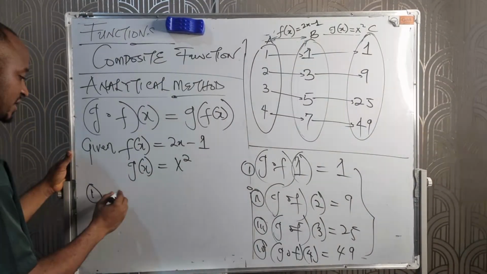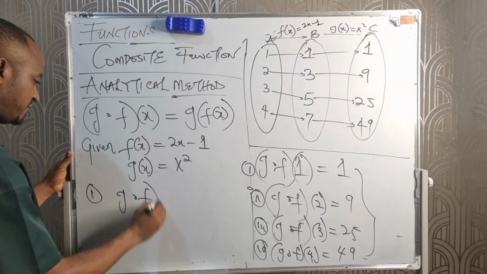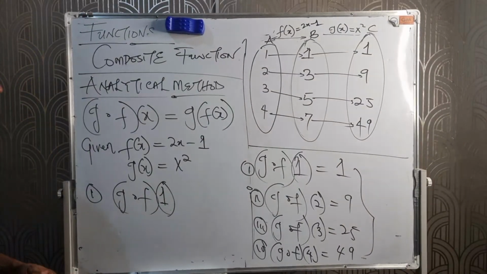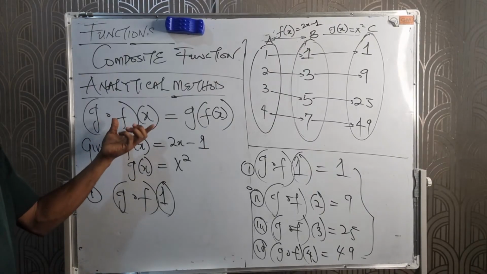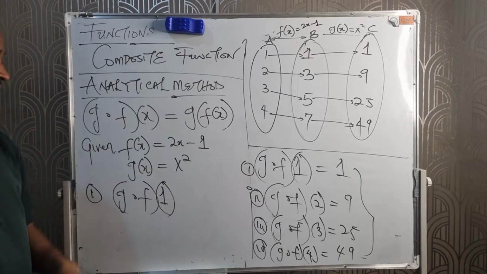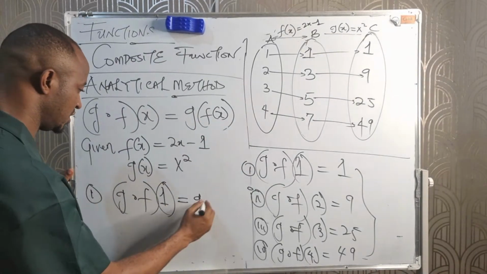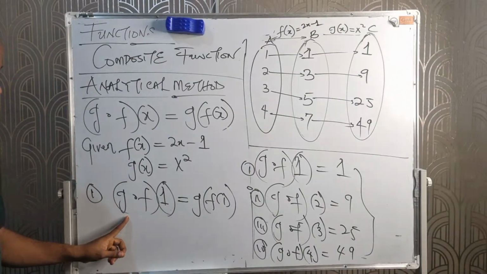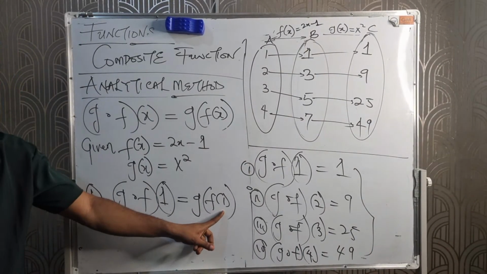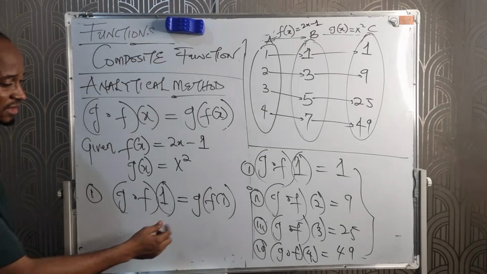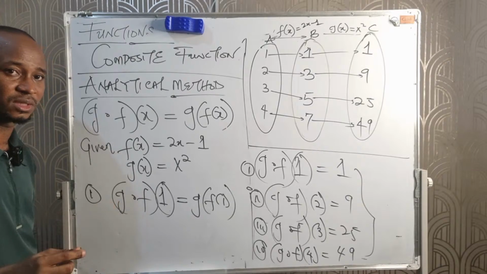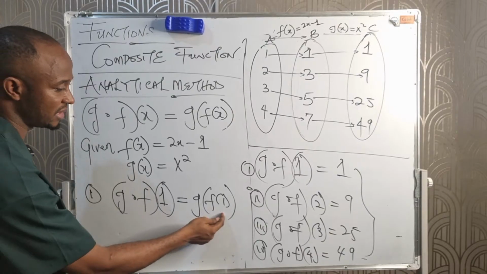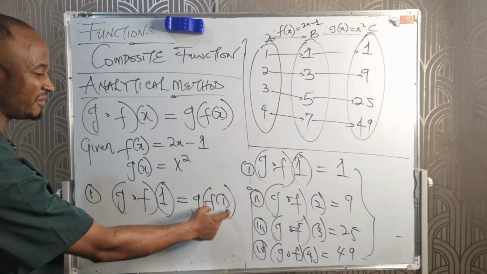The first thing we are asked to find is g of f of 1. Look at this, someone. If g of f of x is the same as g bracket f of x, it simply means this can be written as g of f of 1. Am I communicating? So the first thing we need to do, there's a word called BODMAS. In BODMAS, the first thing is the bracket. It means I have to evaluate what is in the bracket first. I have to find my f of 1 first.